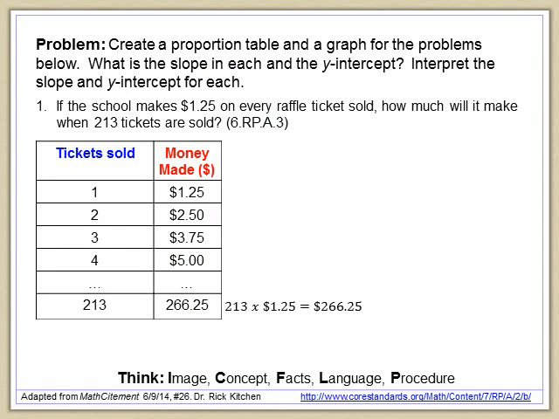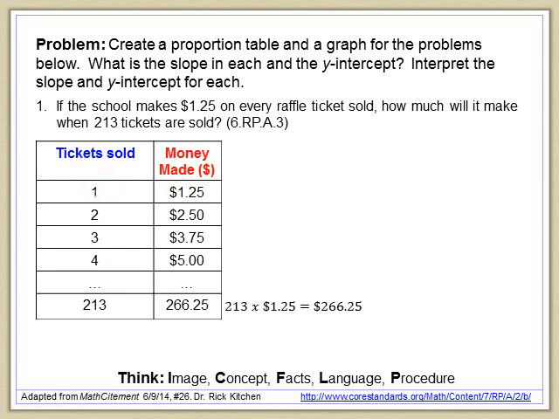Well, the y-intercept, let's start with that. It's an abstract term that refers to graphing, but what we're talking about physically in the physical world is if the value of the independent variable is 0, we have no tickets sold, what will be the amount of money made? And in this case, it will be 0.